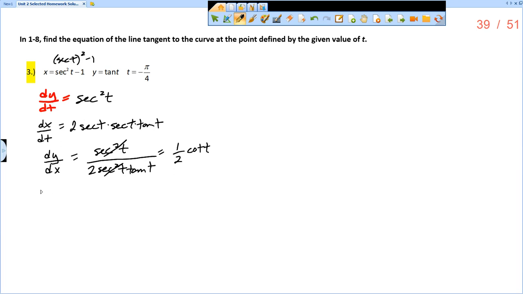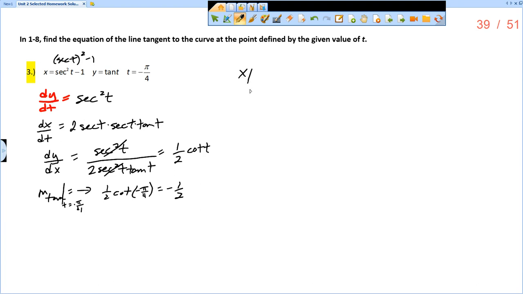All right, so that means the slope of the tangent line is going to be, well, we're going to evaluate the slope of the tangent at t equals negative pi over 4. So the slope is 1 half cotangent of negative pi over 4. Now cotangent is the reciprocal of tangent, and tangent of negative pi over 4 is negative 1, so cotangent would be negative 1, and so I get 1 half times negative 1, which is negative 1 half. All right, so that's my slope, and then I need a point.